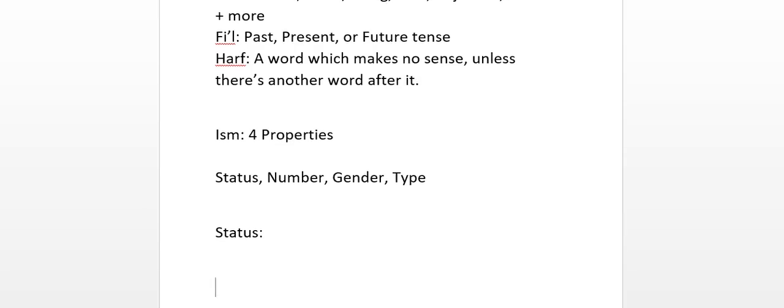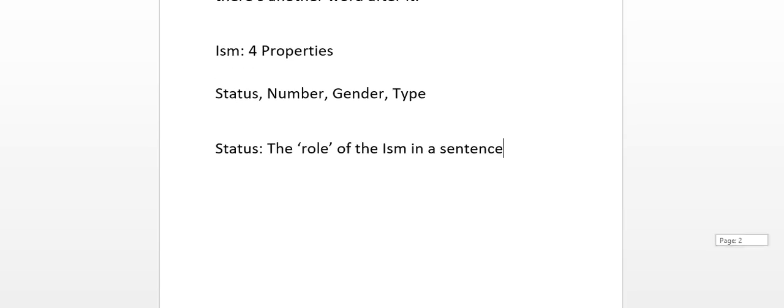Okay, so what is status? When we say status, what do we mean? Status tells us the role of the ism in a sentence. Okay, the role of the ism in a sentence. And we learned that there are how many forms of status? We learned that there are three forms of status.